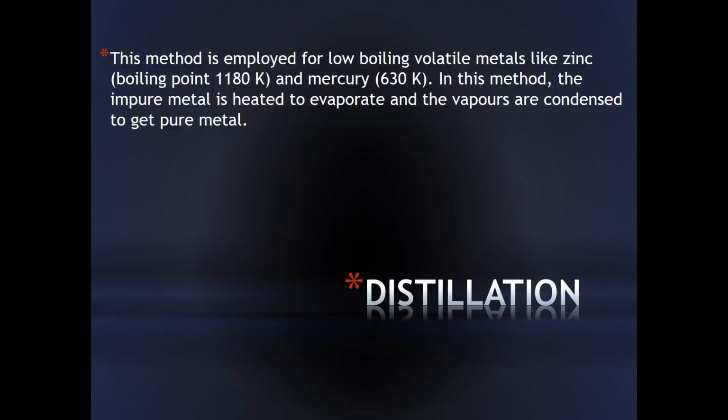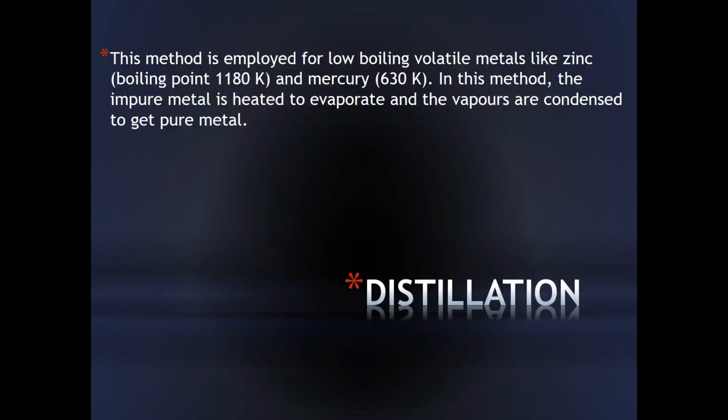First of all, what is distillation? This method is employed for low boiling volatile metals, like zinc. Zinc boils at 1180 Kelvin, and mercury boils at 630 Kelvin. So for low boiling metals like zinc and mercury, this distillation is used.